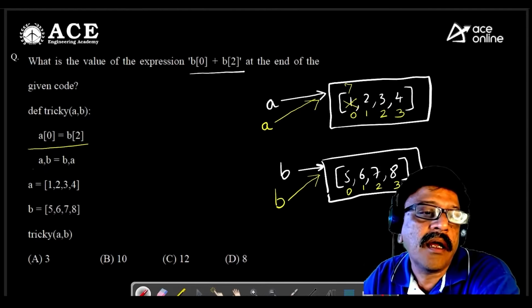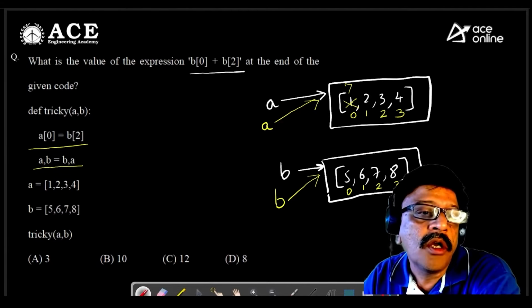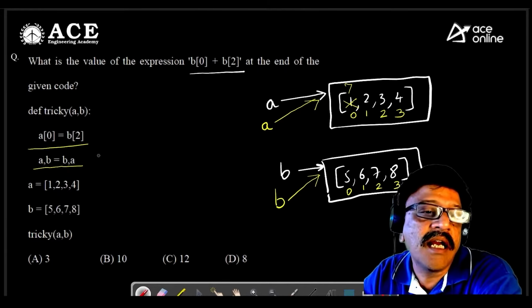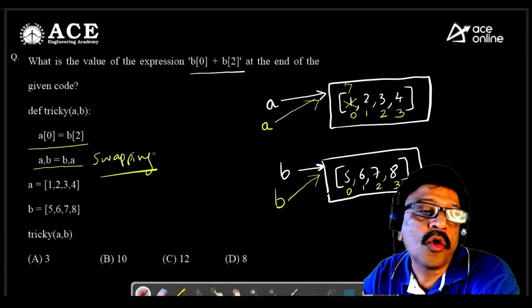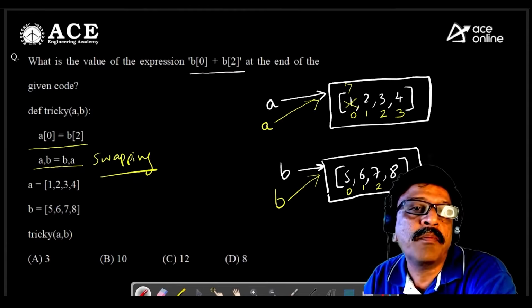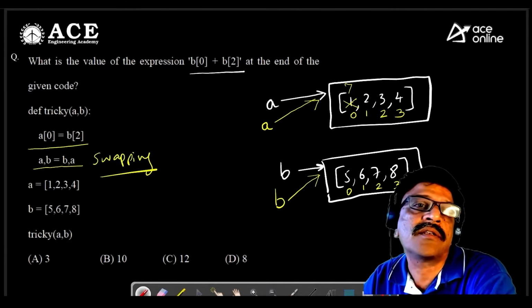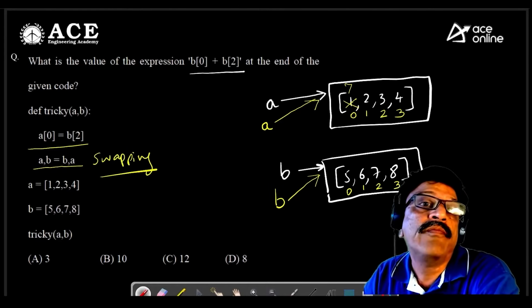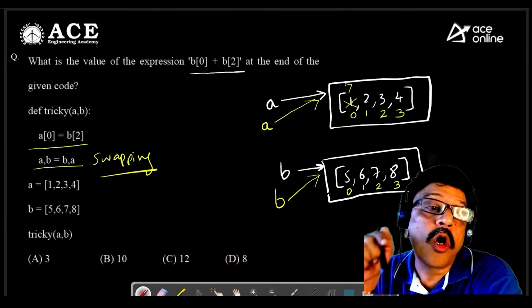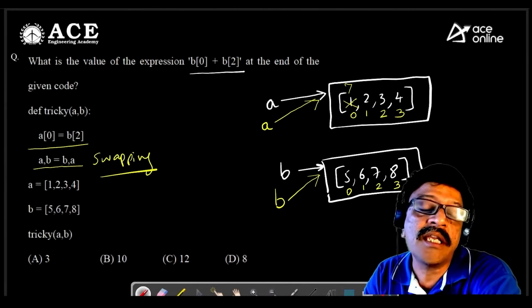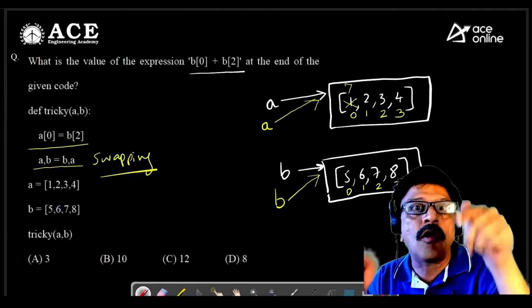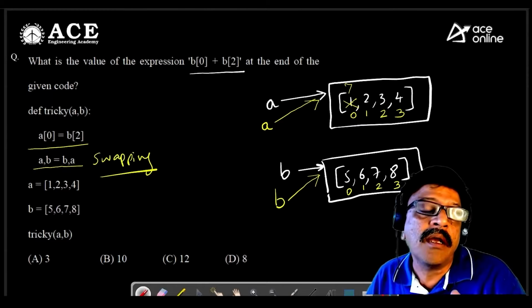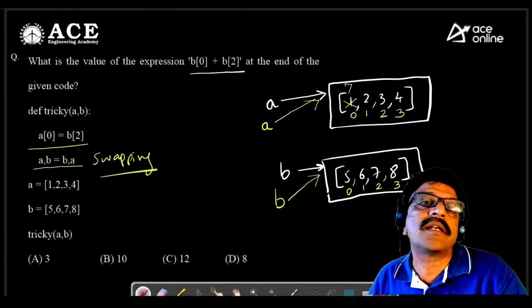Now the next line executes in the function: a comma b should become equal to b comma a. This is clearly swapping of two variables a and b. So a refers wherever b refers and b refers wherever a refers. They are interchanged. But please try to understand which a and b are interchanged. The local a and b are interchanged. Tricky is now having its own parameter a and its own parameter b. Agreed that a and b are referring to the original objects, but when we are swapping a and b, those temporary parameters are getting swapped.